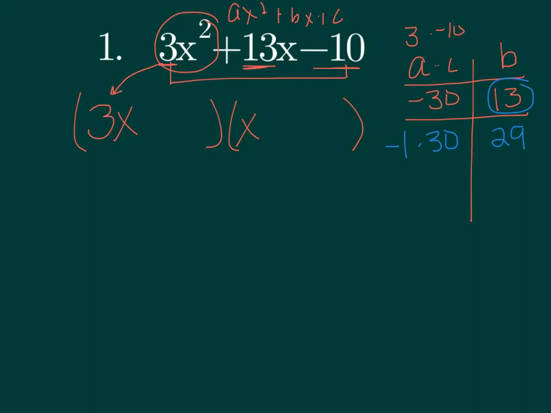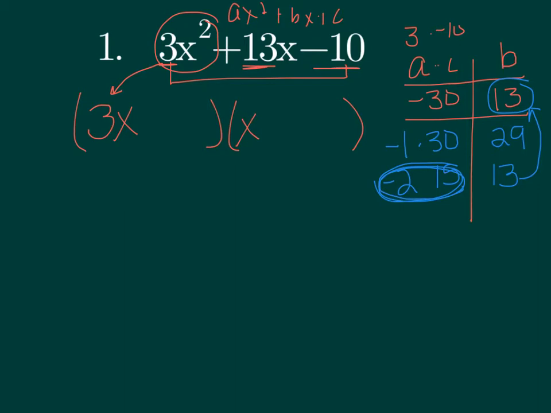So now 2 will go into 30. So I'm going to try negative 2 times 15. When I multiply these two, I get negative 30. And when I add negative 2 plus 15, I get 13. Now that matches what I want. So my two factors are going to be negative 2 and 15.